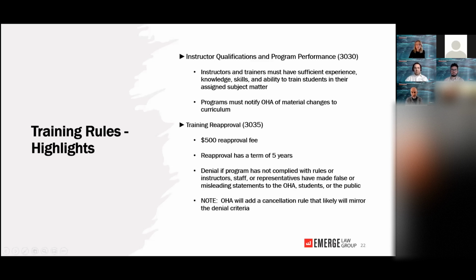This is presumably after 5 years. There's a denial section. This would be both on the front end and reapproval, I suppose, if you make false or misleading statements, or you're not complying with the rules. The OHA noted that they're going to add a cancellation rule, which will basically mirror how a training program would be de-approved if it wasn't complying with the rules. Okay.